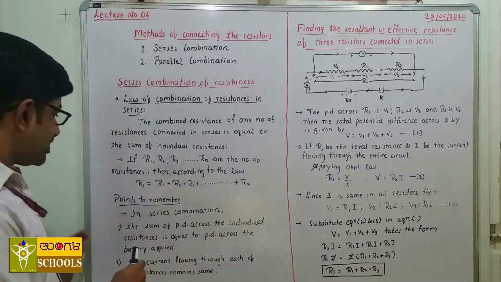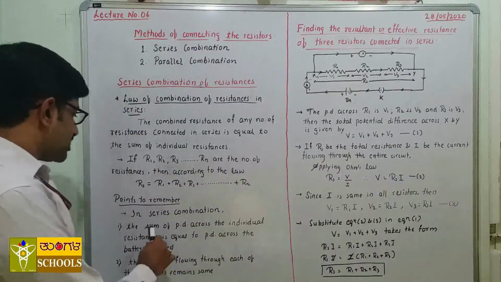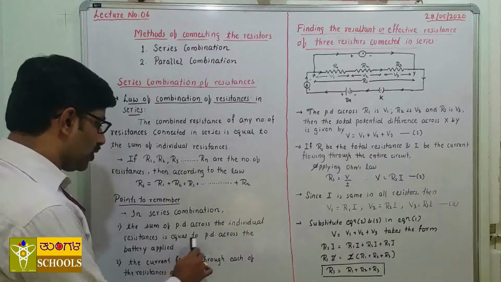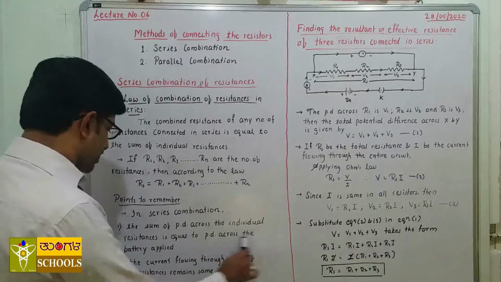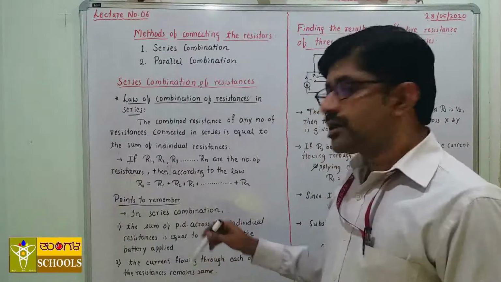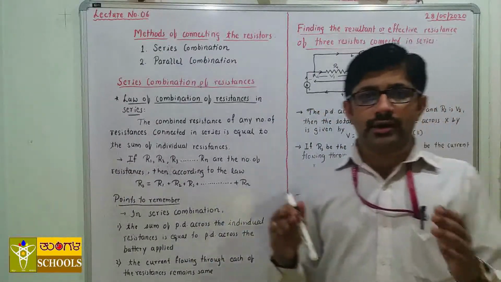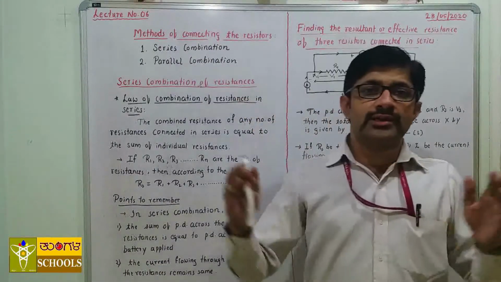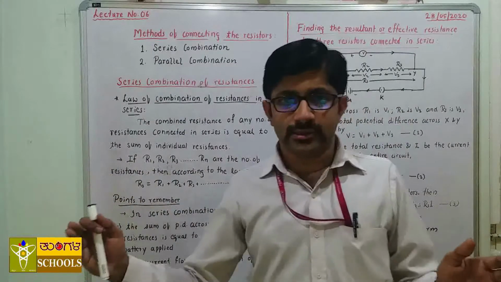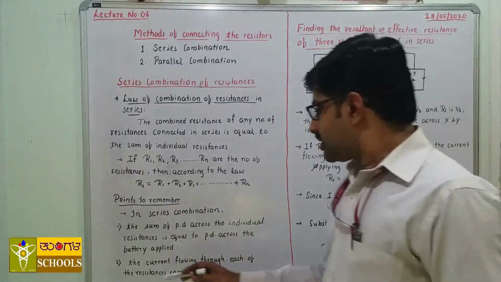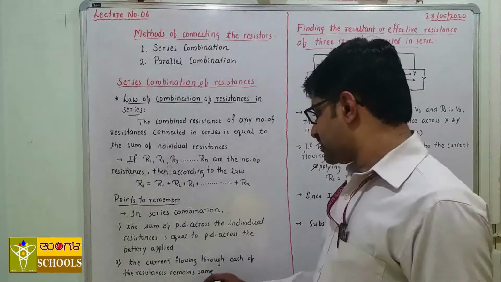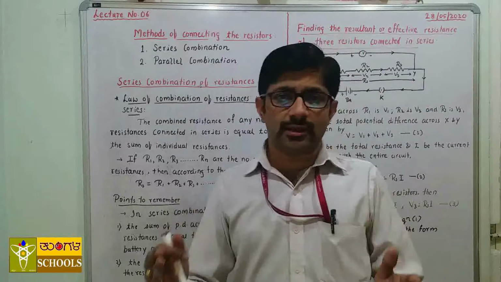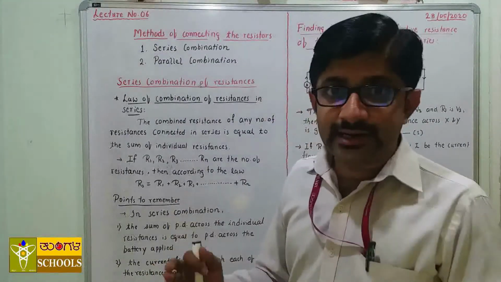Number 1, in this combination, the sum of potential differences across the individual resistances is equal to the potential difference across the battery applied. Means in each resistor, the potential difference varies, but it is equal to the sum over all resistances. Now second, the current flowing through each resistance remains the same. Means the current through whatever the resistor may be remains the same till the end.